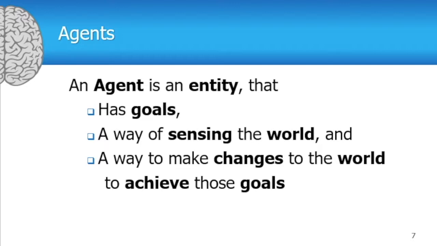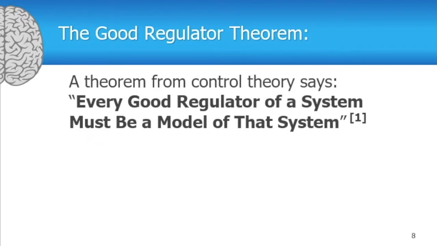A not very well-known control systems theorem from 1970 says that every good regulator of a system must be a model of that system. Here, a regulator is an agent, and a system is the world where the agent operates.